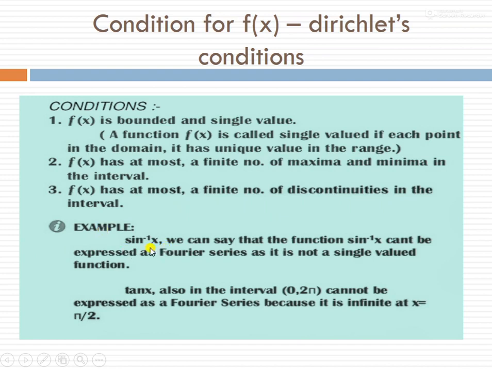Example, sin inverse x. We can see the function sin inverse x can't be expressed as a Fourier series, as it is not a single valued function. Also, tan x in the interval 0 to 2 pi cannot be expressed as a Fourier series because it is infinity at x equal to pi by 2.